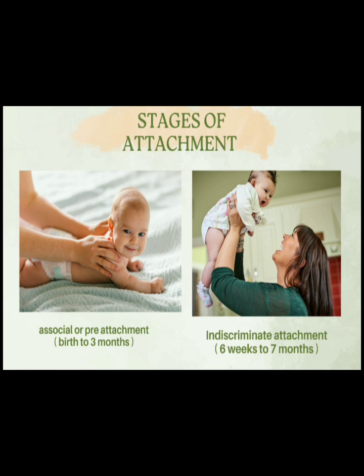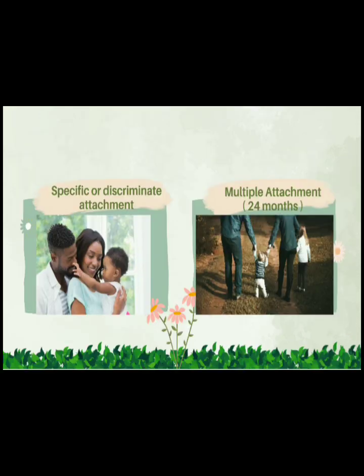The next is specific or discriminate attachment, 7 to 11 months of age. Infants show a strong attachment and preference for one specific individual. They will protest when separated from the primary attachment figure, which is separation anxiety, and begin to display stranger anxiety.